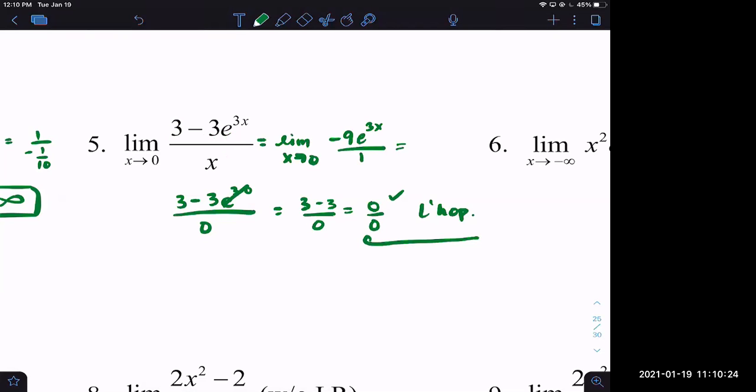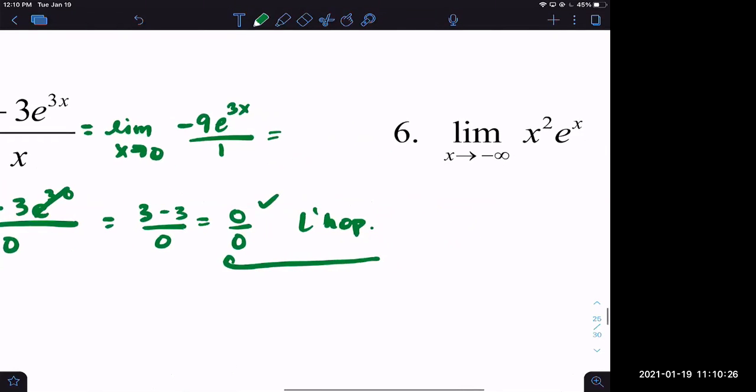We try direct substitution again. So now we try to plug in 0. If we plug in 0, we have negative 9 e to the 0 over 1. E to the 0 is 1. So our answer is negative 9.